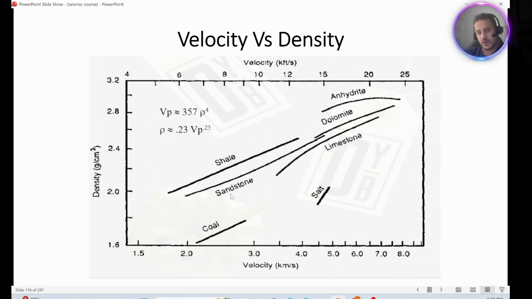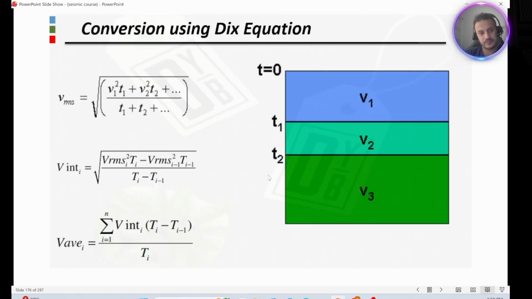So different types of rocks have different velocity and density. For example, we have sandstone here, with velocity starting from 2.6, and a density around 2 grams per cubic centimeter. Then the limestone, for example, has a density above 2.4, and we have 6 here for the velocity. So the velocity increases in kilometers per second, and then we have the dolomite, and anhydrite is higher in velocity, and the shale has low velocity and high density.